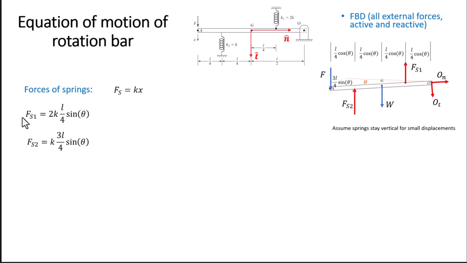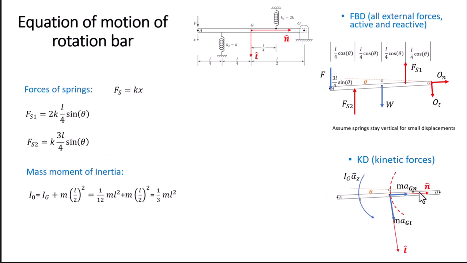Spring 1 has a constant of 2k, and the displacement that this spring undergoes is L/4, which is this distance, sine of theta. Spring 2 has a constant of k, and since this length is 3L/4, the deflection over here of that spring is 3L/4 sine of theta. Then we have the kinetic forces. We have an acceleration in the tangent direction of the center of mass, and we have a normal acceleration.